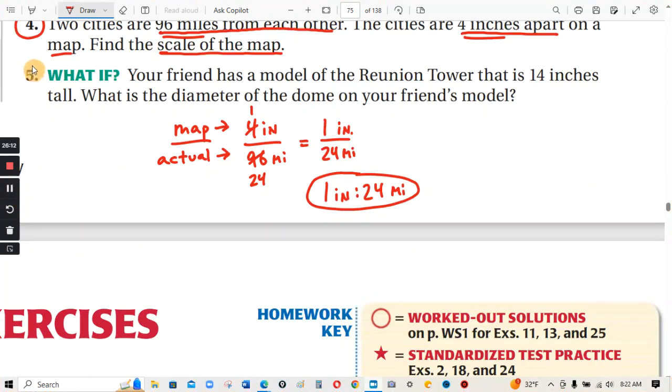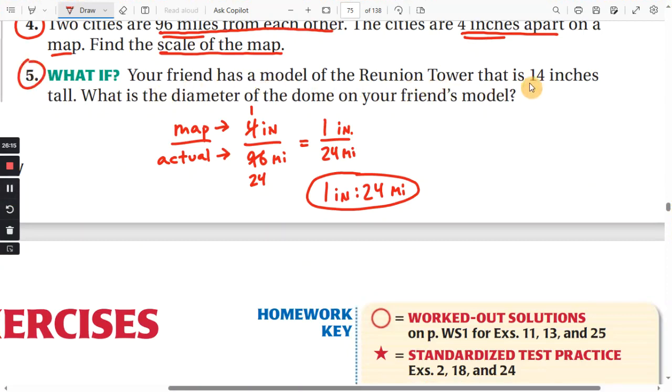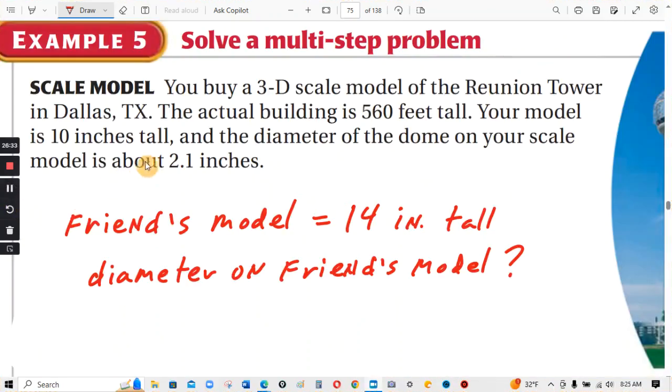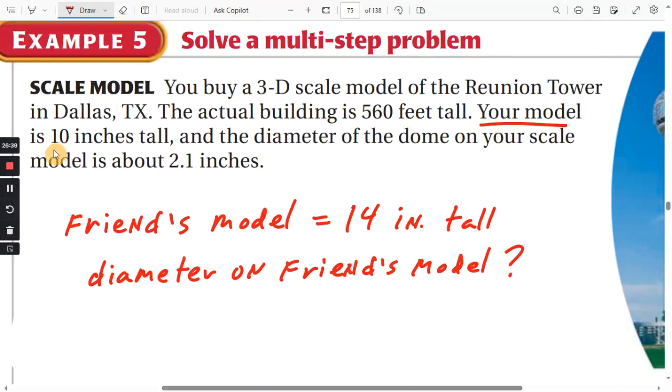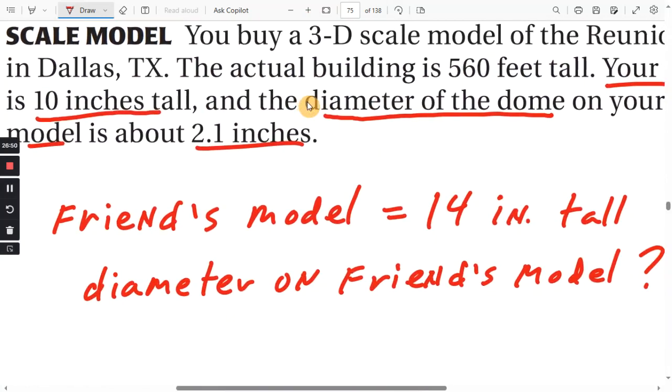Last one, number 5. Your friend has a model of the reunion tower that is 14 inches tall. What's the diameter of the dome on your friend's model? Okay, let's go back to that other example and fill in that the model is 14 inches tall. All right, last one. It says your model is 10 inches tall, and the diameter of the dome on that scale model is 2.1 inches. Okay, and now we're saying that the friend's model is 14 inches tall. What's the diameter on the friend's model? See if you could do that.